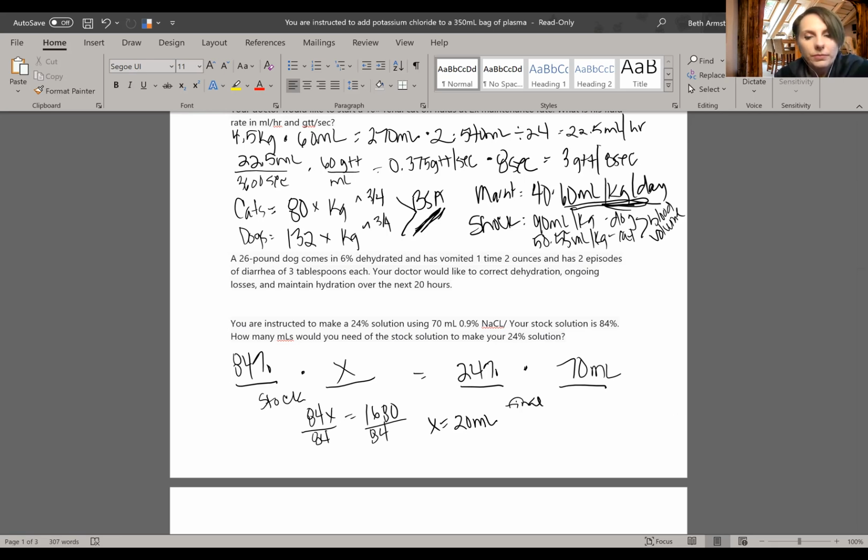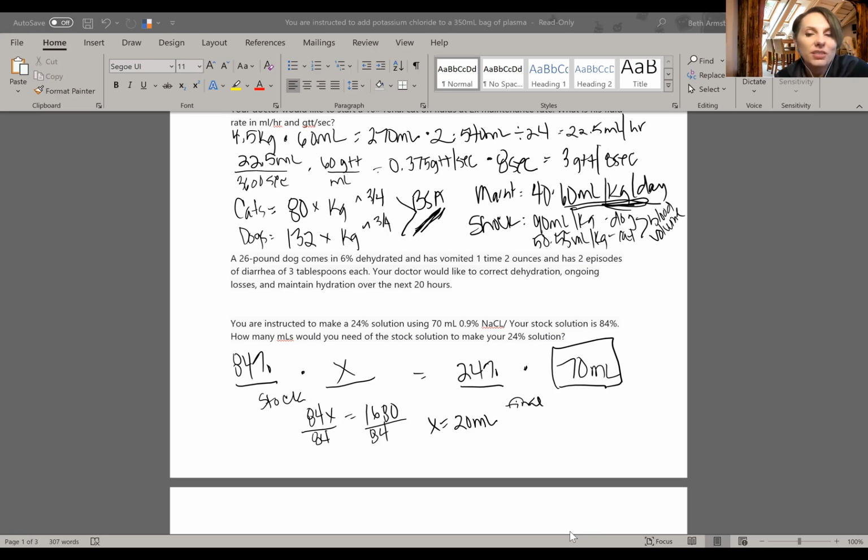So here's the question. Our total is going to be 70 mLs, correct? So if we are taking 20 mLs of the stock solution, what is the total of our new solution going to be? Ooh, you knew it. Remove the 20 mLs first. Yes, good. So yes, our total should always be just the 70 mLs.